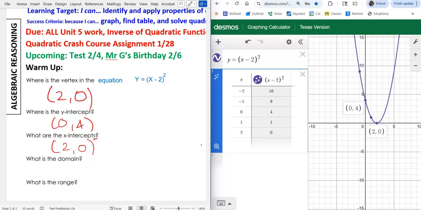Now, the domain we said last nine weeks, last semester, and yesterday, all real numbers makes the domain. All the way to the left, all the way to the right. The only thing you really got to worry about is the range. Okay. Remember, range is your y value.